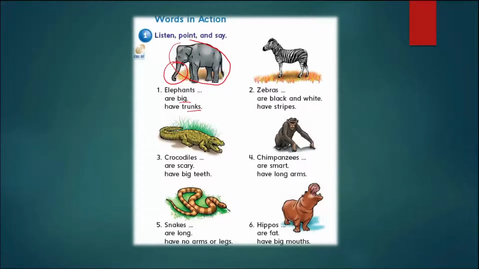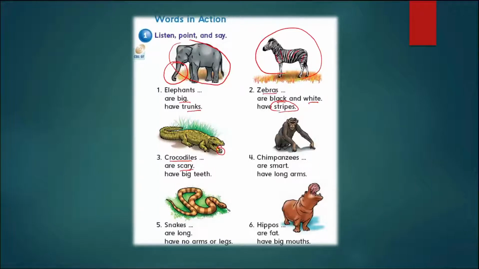Okay, number two is zebras. Zebras is the plural form of zebra. Zebras are black and white. Zebras have stripes. You know, these lines are called stripes. Okay, number three is crocodiles. Crocodiles are scary, meaning مخيفة, and they have big teeth.